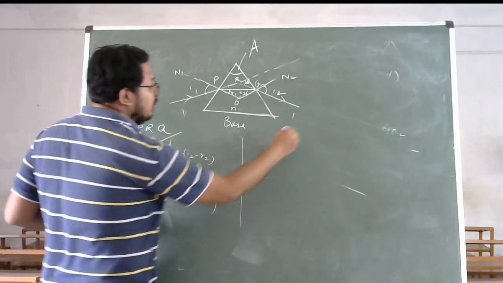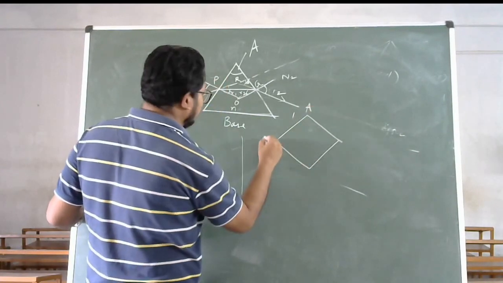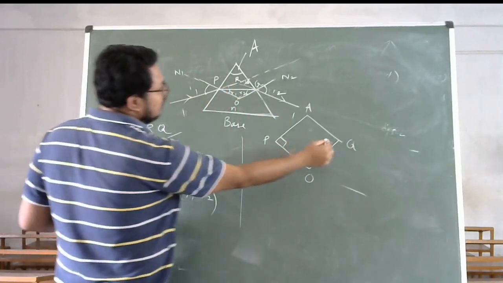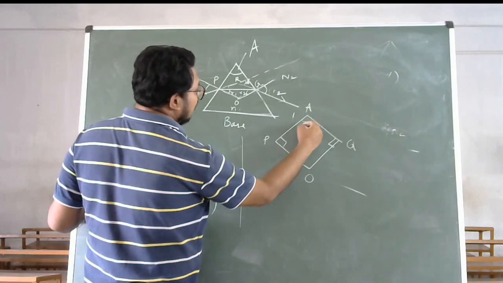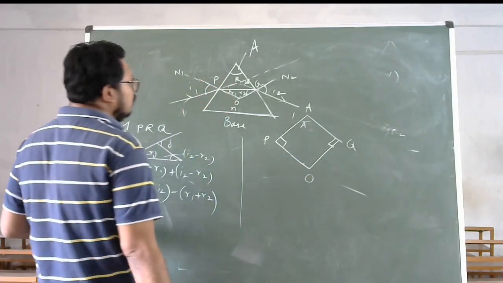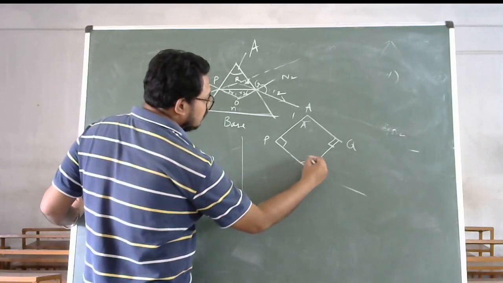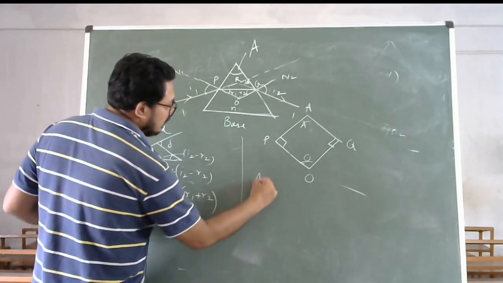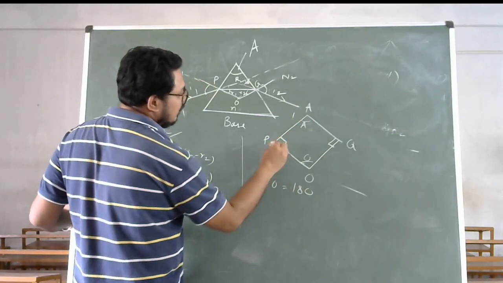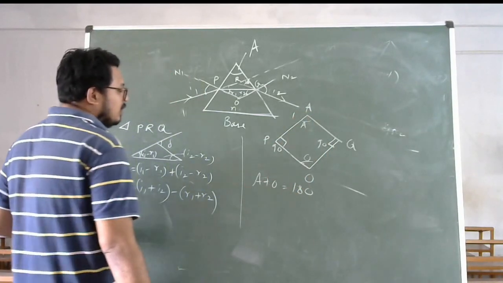And if you see this quadrilateral A, P, O, Q, this one is 90 degrees because this is a normal, this one is also 90 degrees, this is a normal. So this angle is A. What is the value of this one? If you consider this one as O, you can find A plus O equal to 180 because the total is how much? 360. This one is already 90, this one is already 90, 90 plus 90 is 180, cancel. So A plus O is equal to 180 degrees.